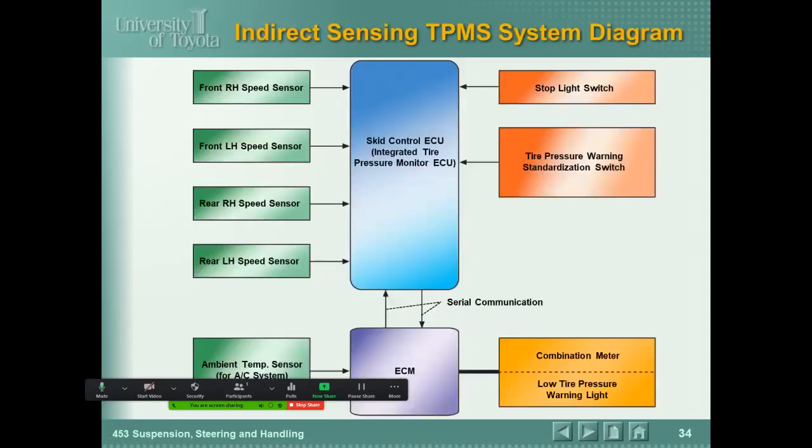All right, so here is the indirect TPMS system that has been used. Again, the system will be using the speed sensors at each wheel, and with an algorithm that the engineers have figured out, it will use the information coming from the speed sensors to determine if we have a low tire.